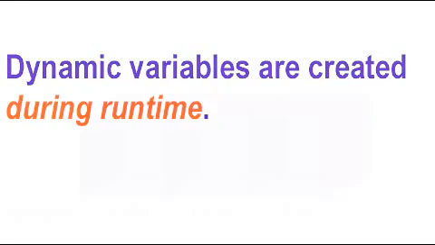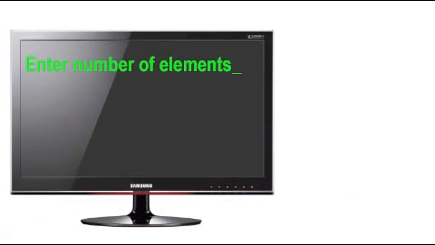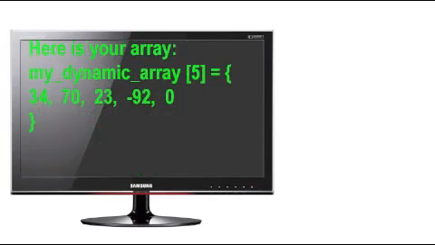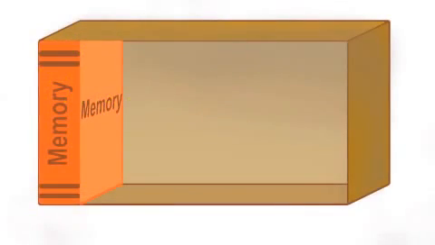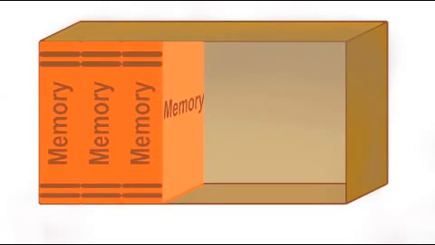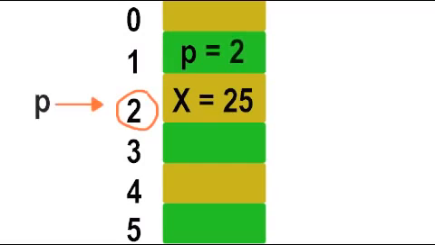The beauty of a dynamic array is that it can expand and contract during the execution of a program. In other words, you can change the number of elements as many times as you want during the program execution. This is because pointers have the ability to allocate memory during runtime. Unlike other variables, pointers contain only memory addresses. Therefore, they can be used to manipulate memory.